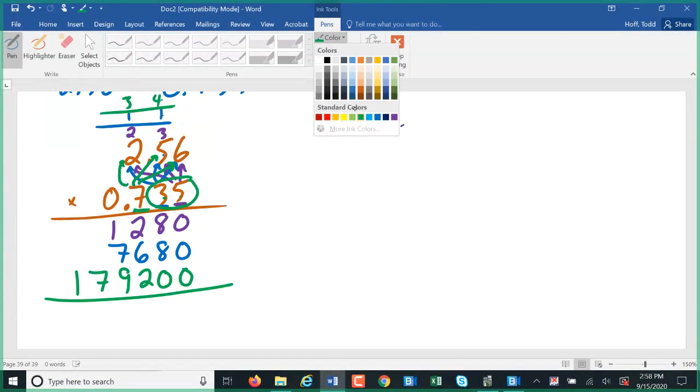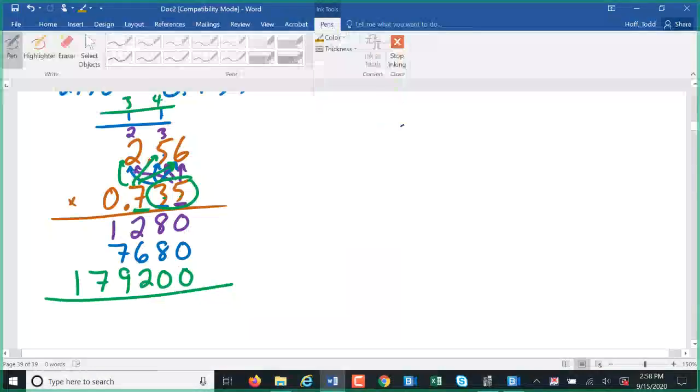We'll now add these digits here. We've got 0. 8 is 16, so 6 carry the 1. 1 and 2 is 3, plus 6 is 9, plus 2 is 11, so 1 carry the 1. 1 and 1 is 2, plus 7 is 9, plus 9 is 18, so 8 carry the 1. 1 and 7 is 8, and then we have the 1.